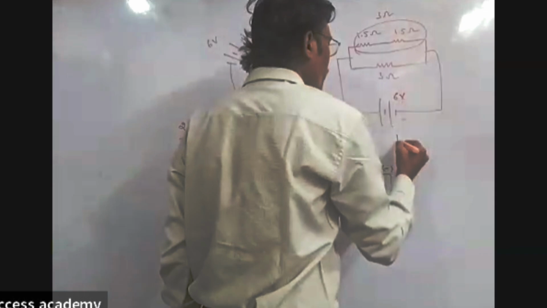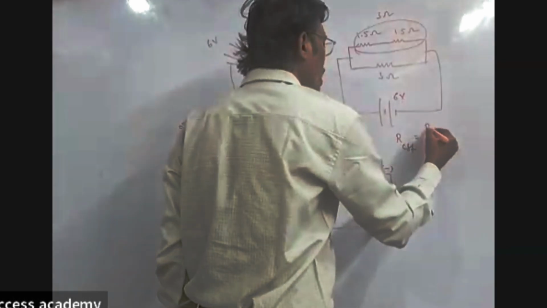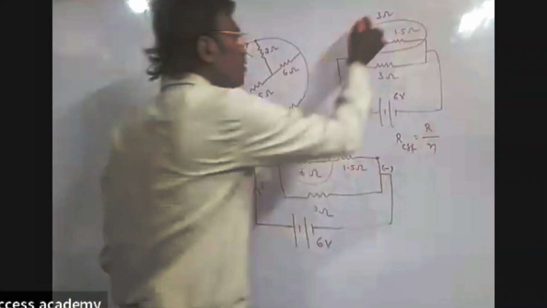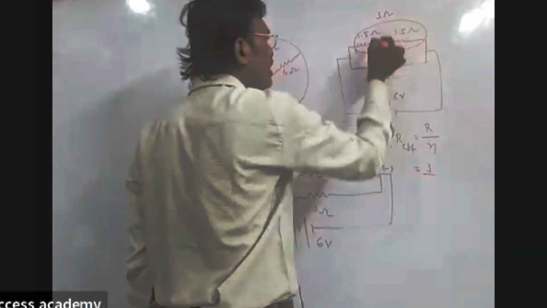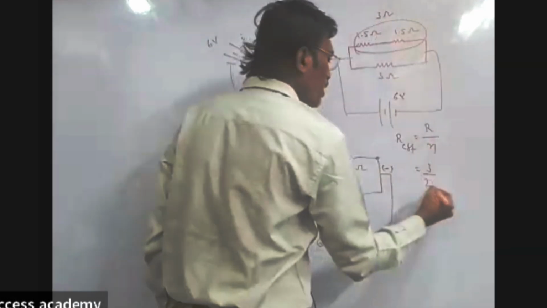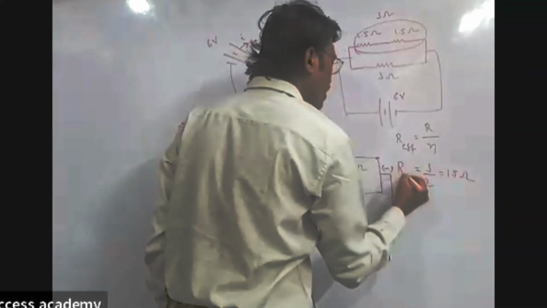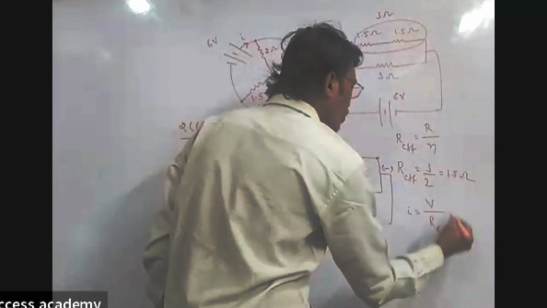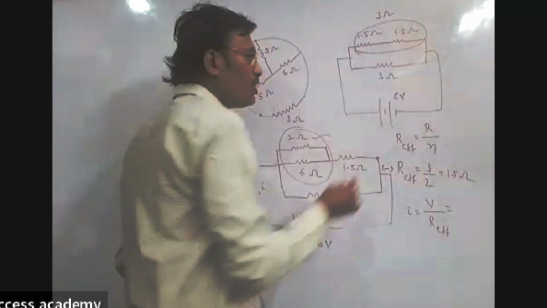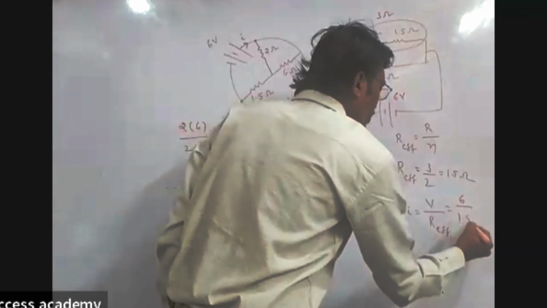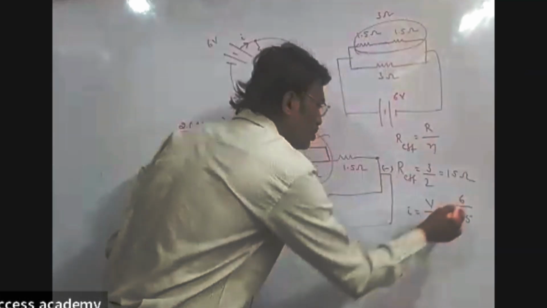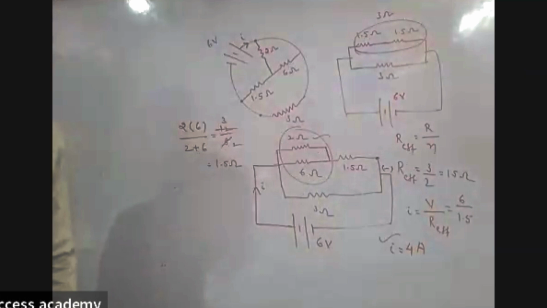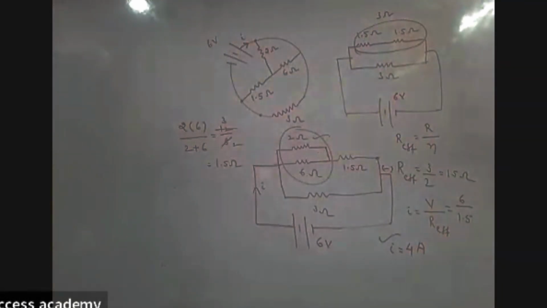So in case of effective resistance, R effective, both are in parallel combination, no? R by N. Here R is nothing but 3 ohm, identical. How many identical resistors are there? 1 and 2. 3 by 2 is nothing but 1.5 ohm is the effective resistance. Now I need to calculate the current. I is equal to V by R effective. What is the V value here? V is nothing but 6. R is nothing but 1.5. Then I is equal to 6 by 1.5, and that is equal to 4 ampere. That is the current drawn from the battery.